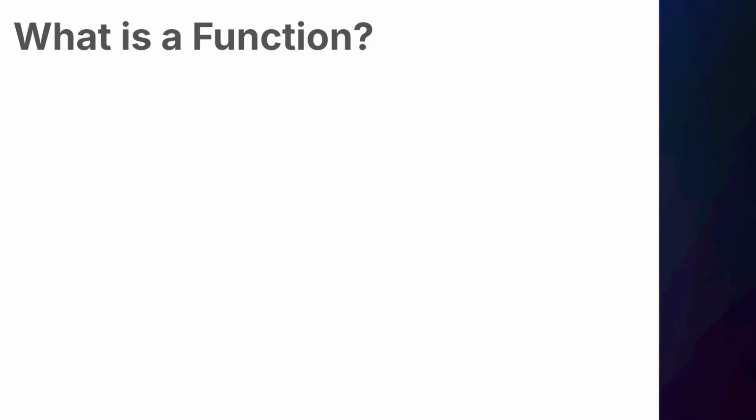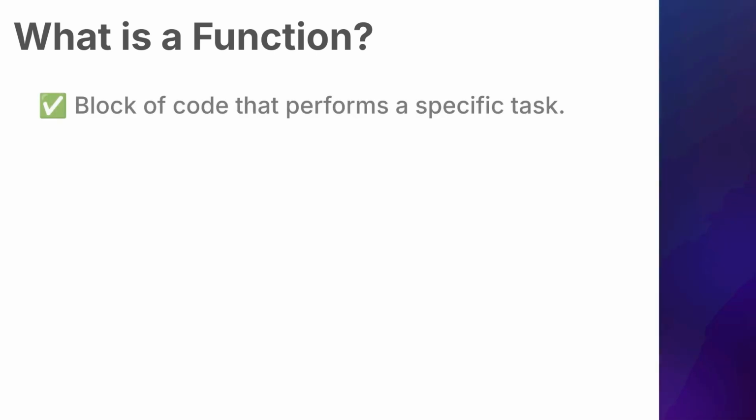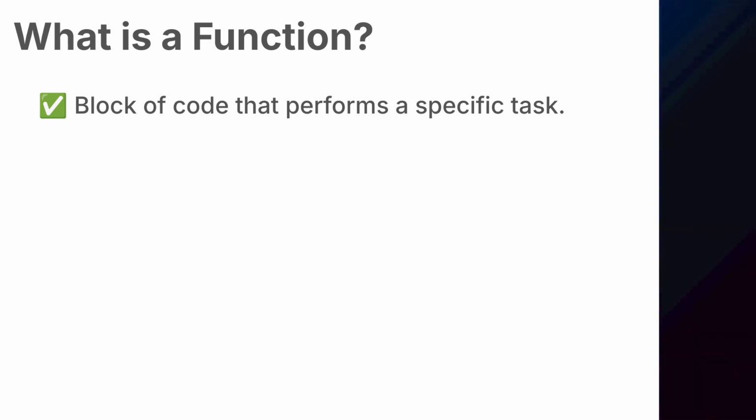What is a function? A function is a block of code that performs a specific task. Instead of writing the same code again and again, you define a function once and reuse it whenever needed. You can think of it like a machine. You give it some input, it does something, and sometimes gives you back a result.